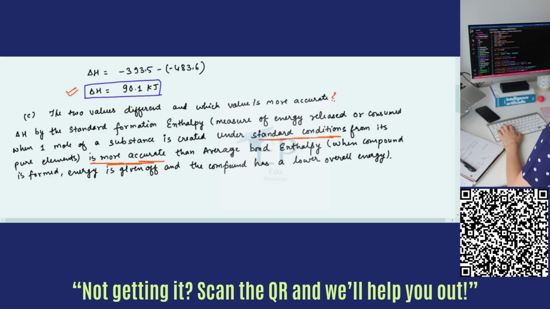So this is what it was asked. Average bond enthalpy is something for when a compound is formed, but standard conditions are when it is made from the pure elements. So energy is given off and the compound has the lower overall energy for the average bond enthalpy. So we can say standard conditions are more accurate. So this is how we solve this problem.